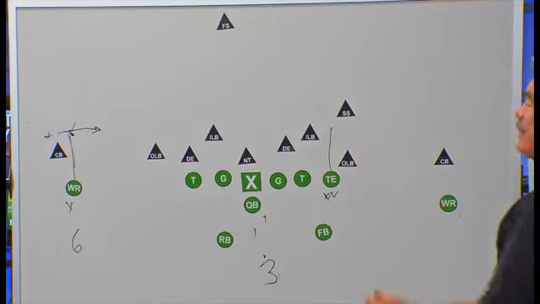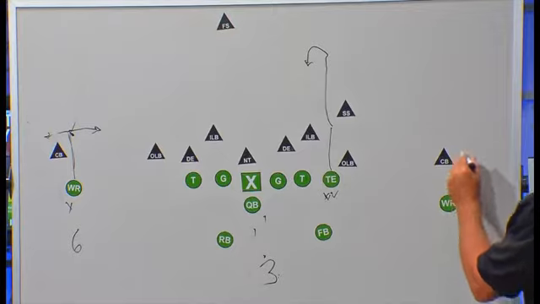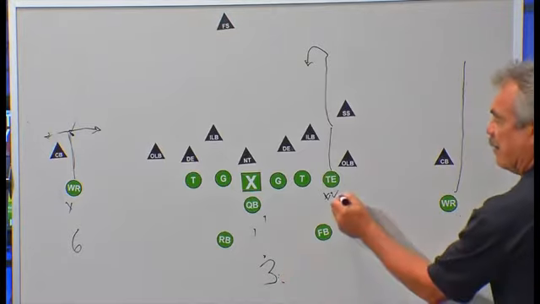That strong safety came up here to stop the run. He's going to take himself down to a big curl route. He's going to release up here, and he's going to know what? Oh, they're not coming to me on the 3. They're coming to him on the 5.